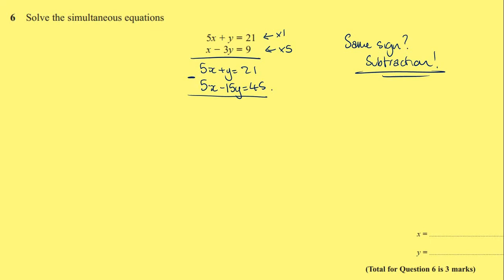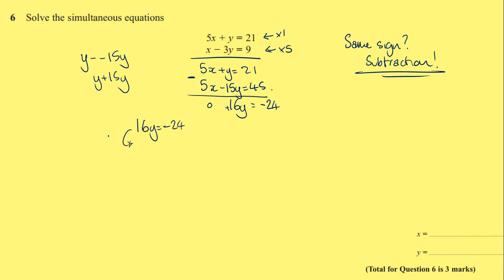Now 5x take away 5x is 0. Y take away minus 15y. So we've got y minus 15y. That'll be y plus 15y, which is going to be 16y. And we've got 21 take away 45. Now 21 take away 45 is negative 24. You could just do 45 take away 21 and put a negative in front. That's what I did. So 16y is equal to negative 24.